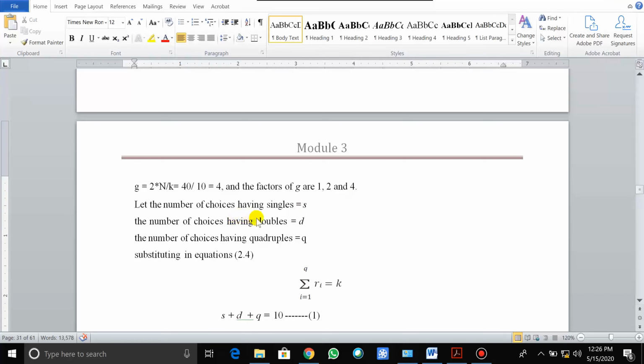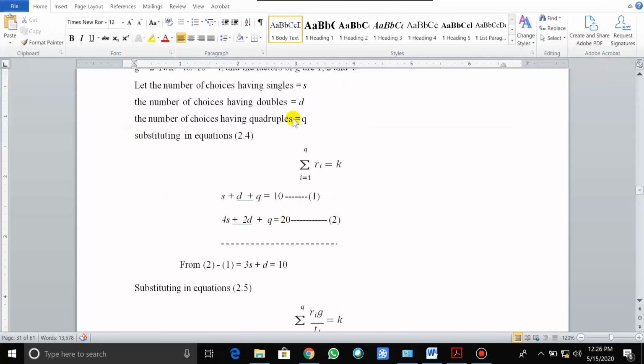Let the number of choices having a single be s, the number of choices having a double be d, and the number of choices having a quadruple be q. We are making this as a consideration. Now substituting into the equation, we have the summation of i from 1 to q of r(i) equal to k, and this r(i) is nothing but s + d + q, which we already considered. It is the first equation. Now 4s + 2d + q = 20. From equation 2 minus equation 1, we have 3s + d = 10. You just have to simplify this equation.